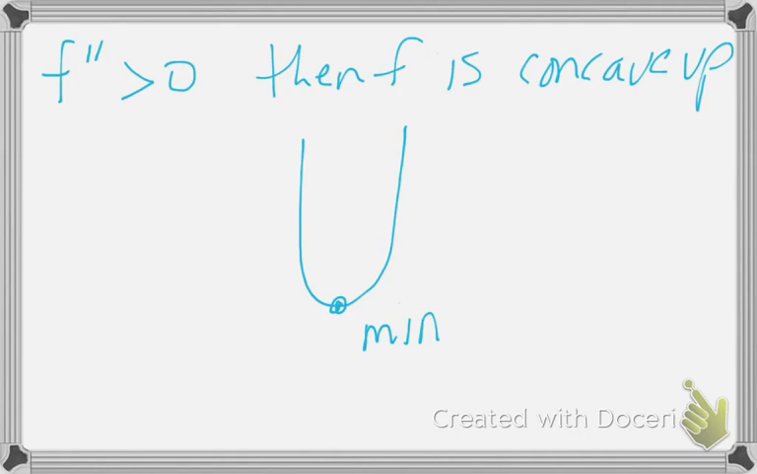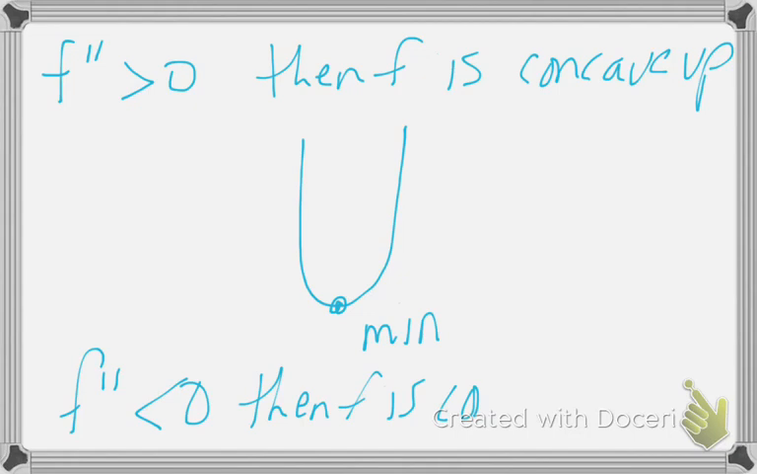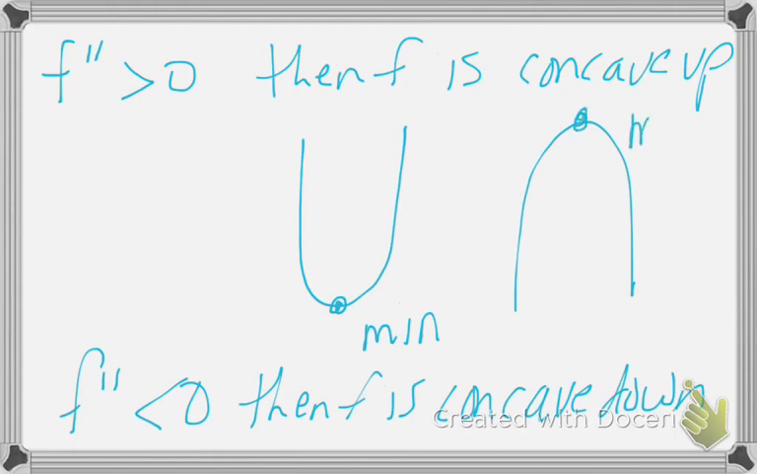Okay, and by the same measure, if f double prime is less than 0, then f is concave down. And what does concave down look like? It looks like this. And that means there's a max. Okay, so if the second derivative is less than 0, then there's a max. If the second derivative is greater than 0, then there's a min. Okay, so I'll give you a minute to get that all copied, and then you're going to try a problem all by yourself.